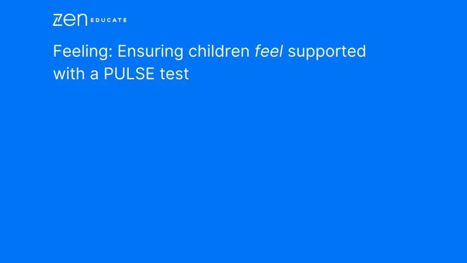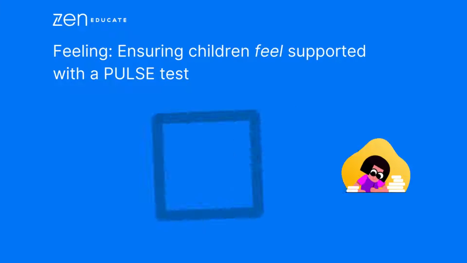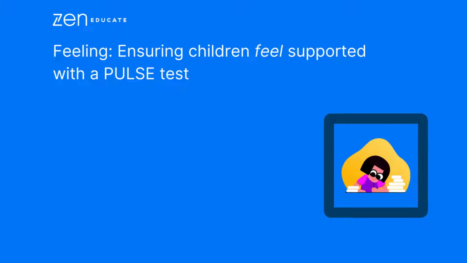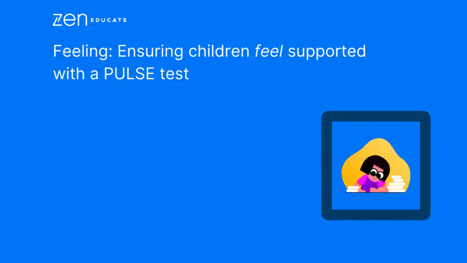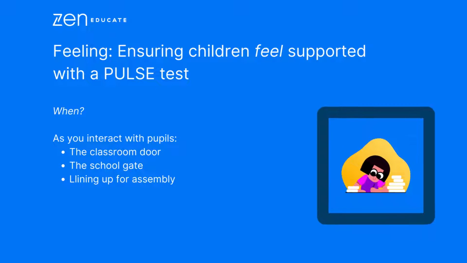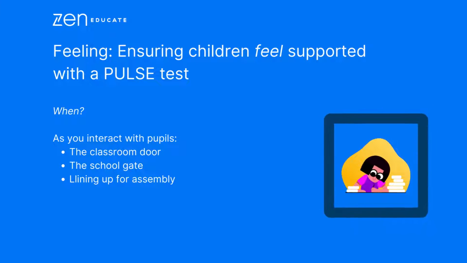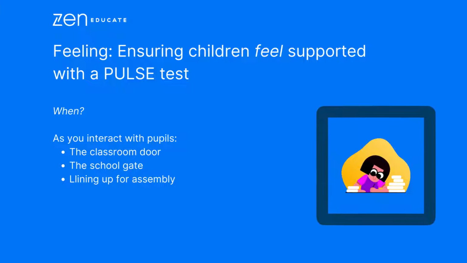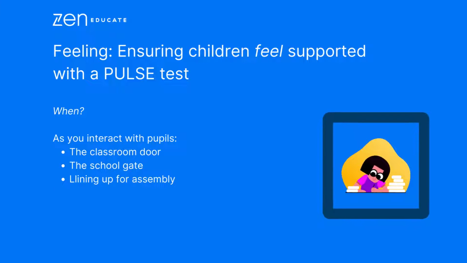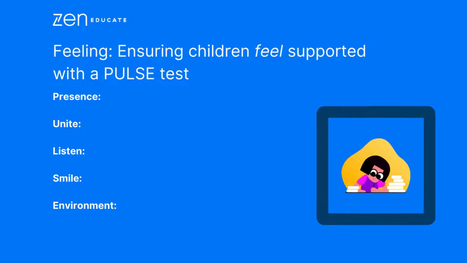The pulse test. Whenever we interact with children and young people in school, it's important to convey our feelings for wanting to support them. A great strategy to help with this is known as the pulse test. There are a few occasions outside the classroom where you have the opportunity to interact with pupils. At the classroom door, at the school gate, or lining up for assembly. On these occasions, we should take the pulse test.